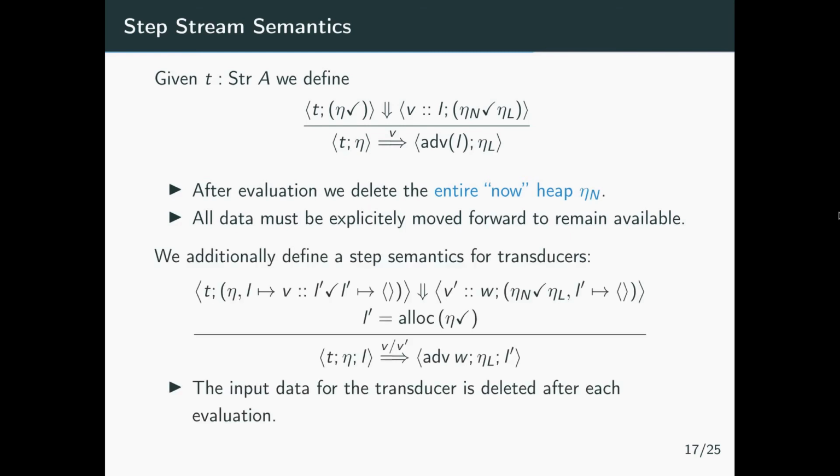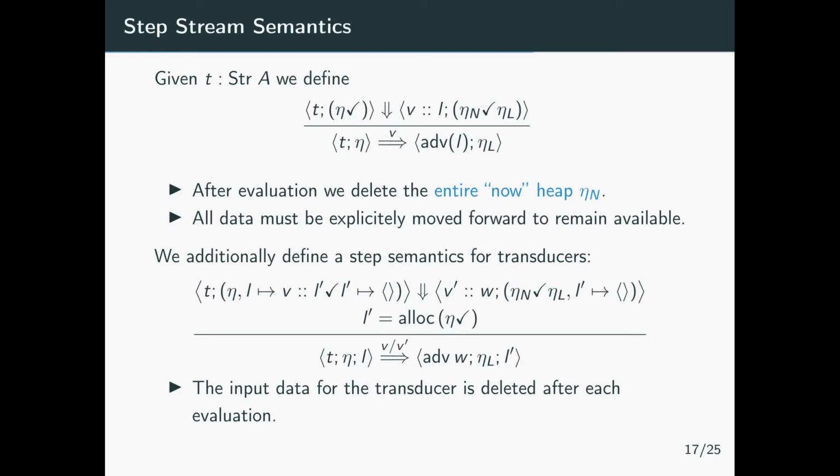For the transducers, we also have a step semantic, and this is a little bit more complicated, and that's because we have to handle input data. Okay, so let's go through it slowly. So again, if we have some T here, and T is now type stream A to stream B. We have some EDA, meaning already allocated data, and we have a label now. So the label is a new element. It's a new thing in this semantics.